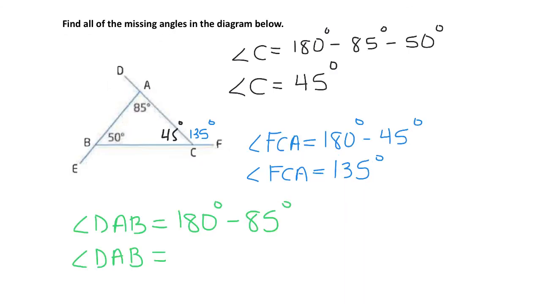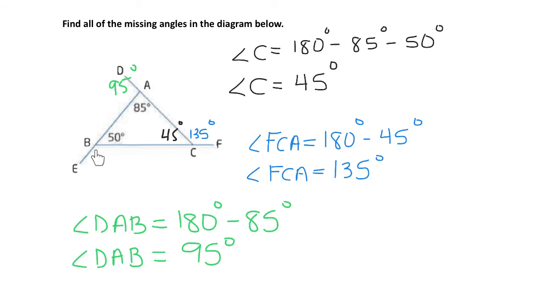So I've gone ahead and set up my little equation. So angle DAB is equal to 180 minus 85. And 180 minus 85 is 95 degrees. So I'm going to fill that into my diagram. So we have one final exterior angle to calculate or determine, and I'm going to choose to call this particular exterior angle, angle EBC.